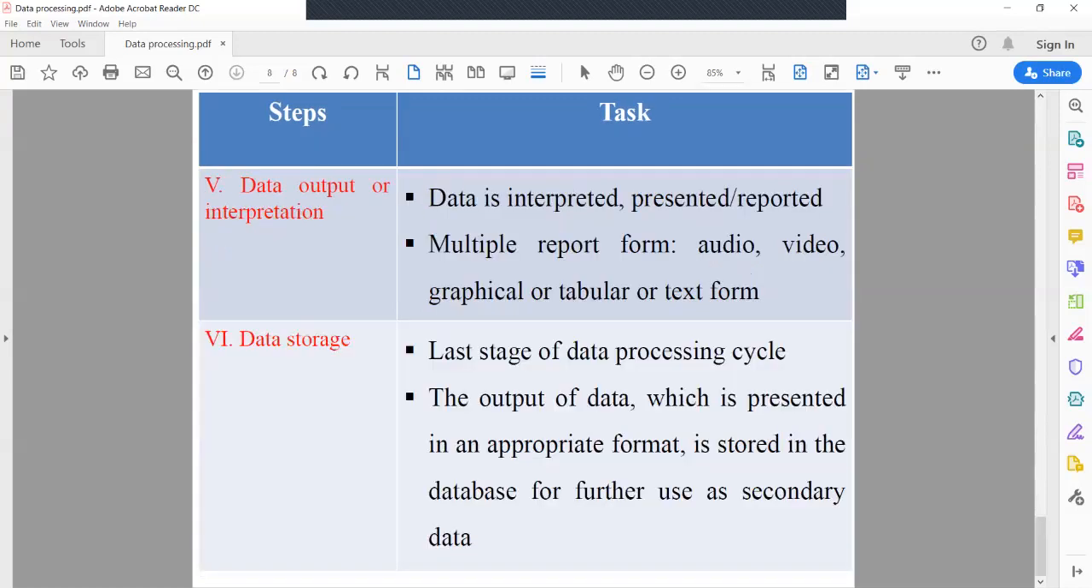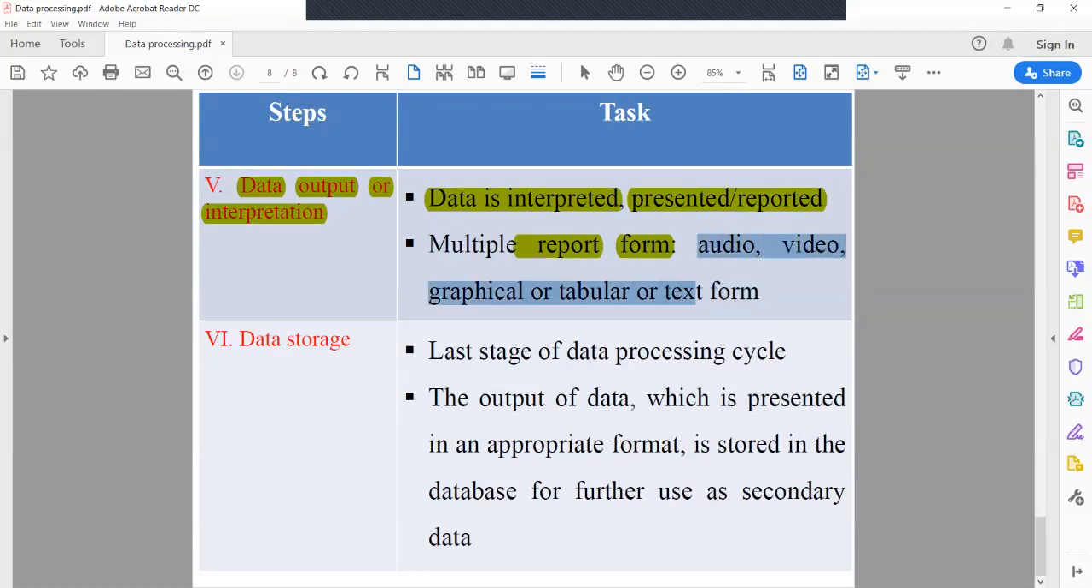The fifth step is the data output or interpretation step. Here the data is interpreted, and after data interpretation it is presented or reported in various formats: it can be reported in audio, video, graphical, tabular, or text form. So this is the data output or interpretation phase.